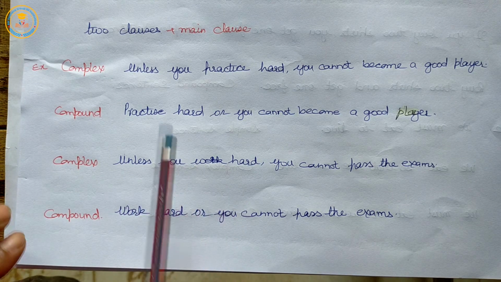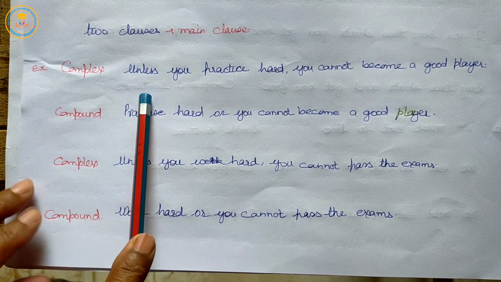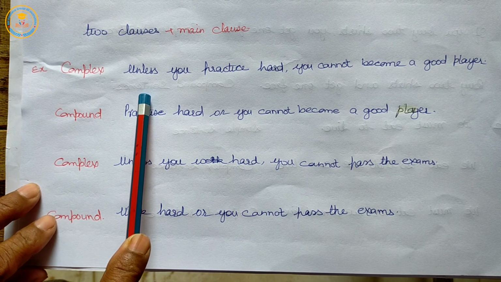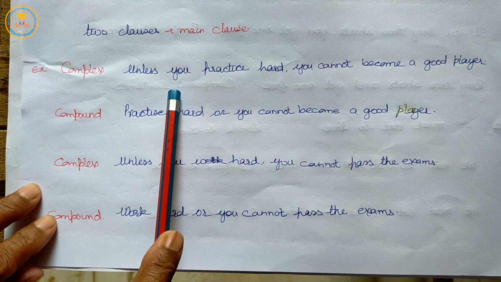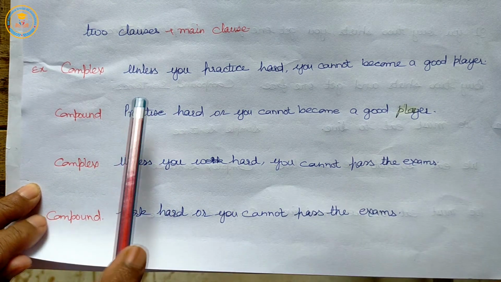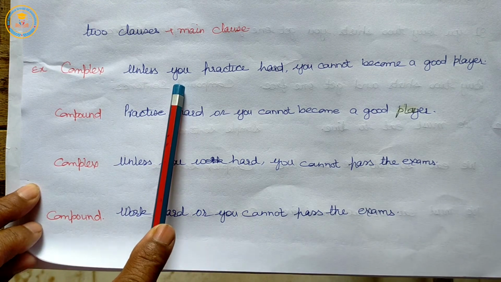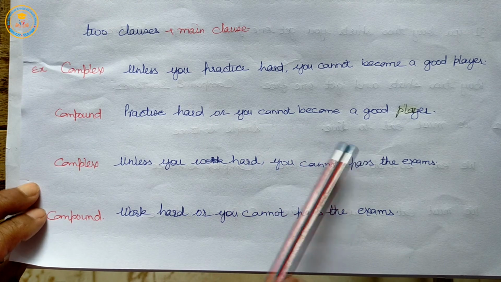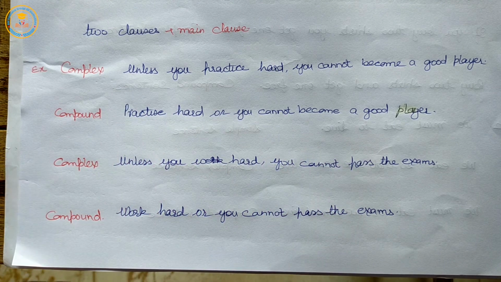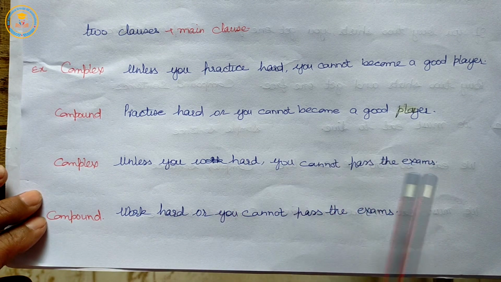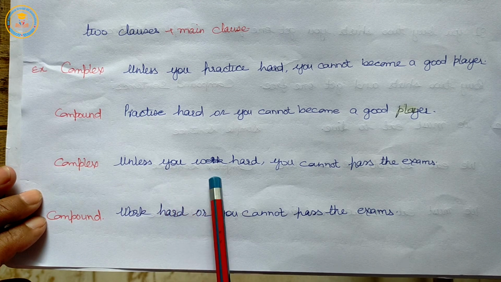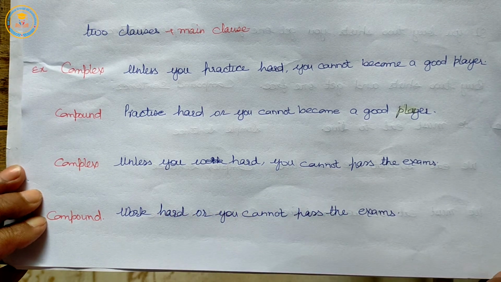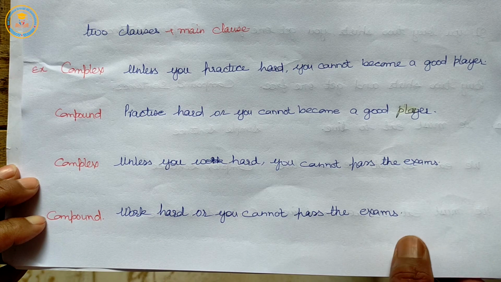So here, listen carefully. If the complex sentence starts with unless plus second person, then in compound sentence we will remove unless plus you and add or, and rest part will be as it is. So unless you practice hard, you cannot become a good player. Practice hard or you cannot become a good player. Unless you work hard, you cannot pass the exam. Work hard or you cannot pass the exam.